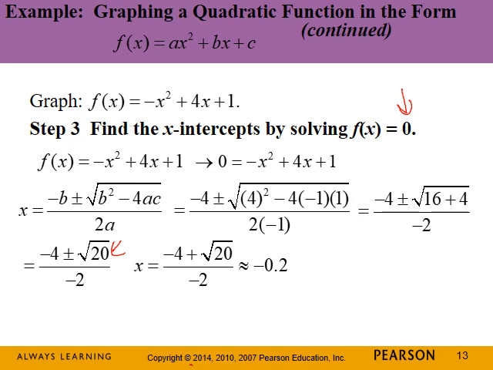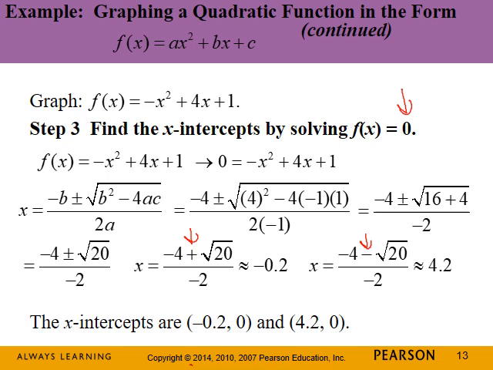evaluate the whole negative 4 plus or minus square root of 20 over negative 2. So we evaluated the positive one first, meaning not positive 1 but the plus. So we did negative 4 plus first, and we got approximately negative 0.2. Then we evaluated the minus, which is negative 4 minus the square root of 20 over negative 2, and we got approximately 4.2. So now we know that our y values are 0, and we got two different values for our x's, so we substitute those in for the x's, and we have our two x-intercepts.